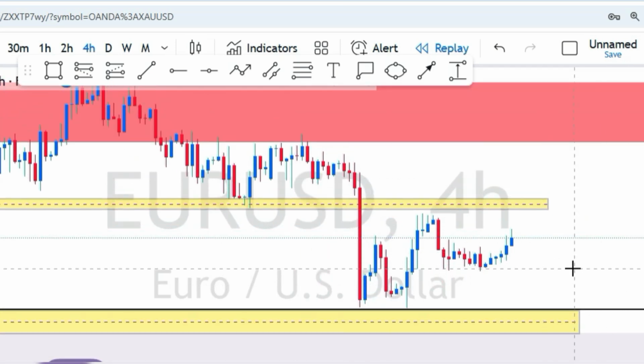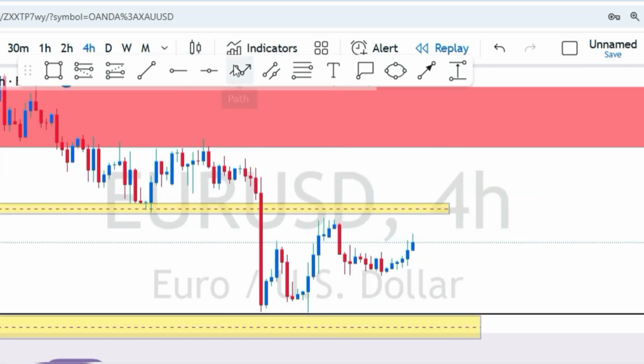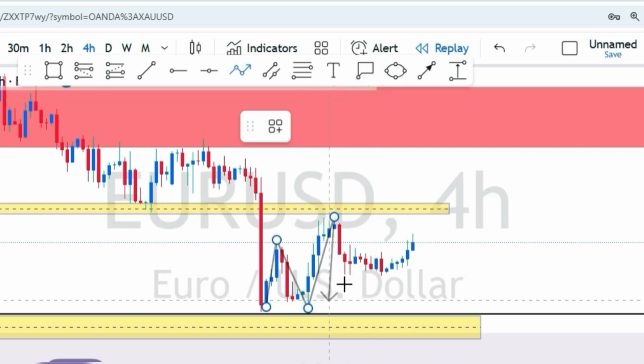So if you check closely, you will see that price is giving us some form of higher highs and higher lows, higher highs and higher lows, getting closer to our point of interest. So a new high has now been formed. This is the current low.